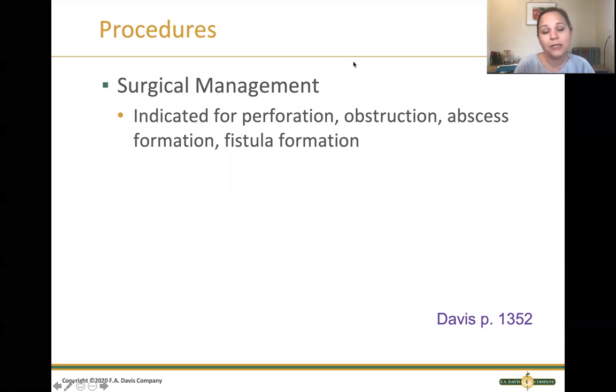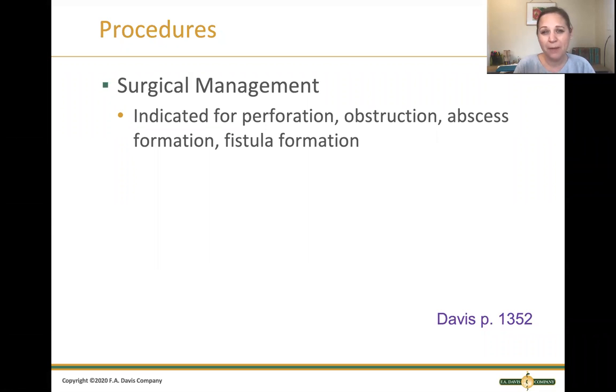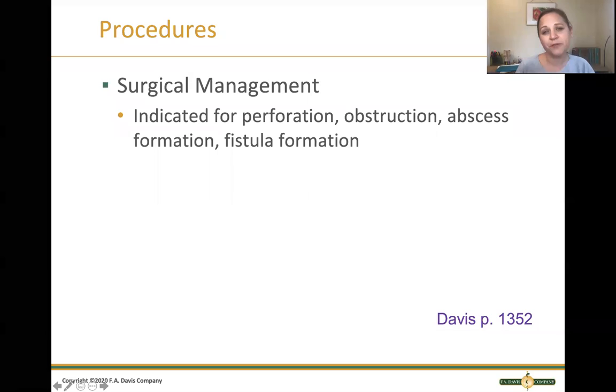Surgical management is only indicated for severe cases where bowel perforation or obstruction or abscess have formed. An abscess is a little pocket of contained infection that's not responding to treatment. Or for a fistula formation where a channel has been created and grown by the body between the bowel and another pelvic organ. So those would be the indications for surgical management, often resulting in a temporary colostomy.